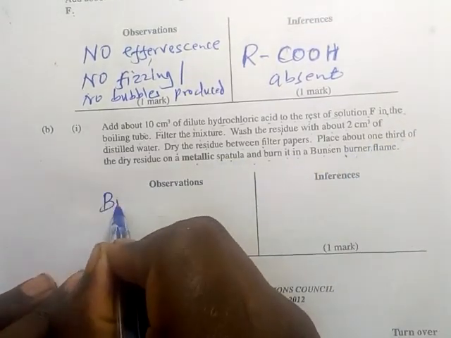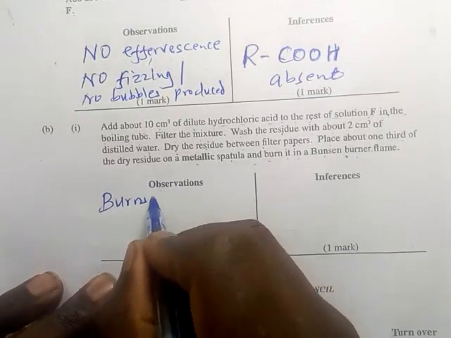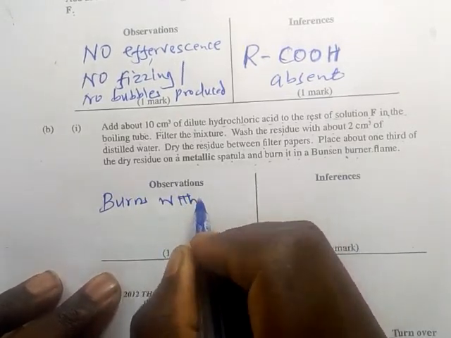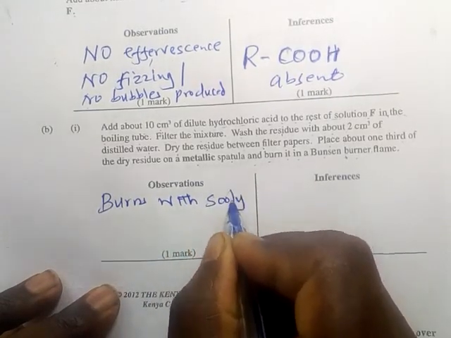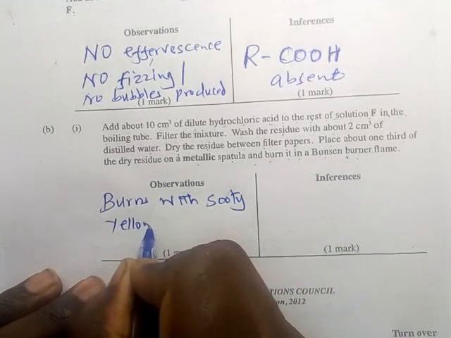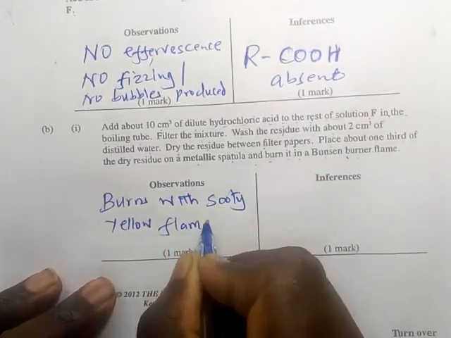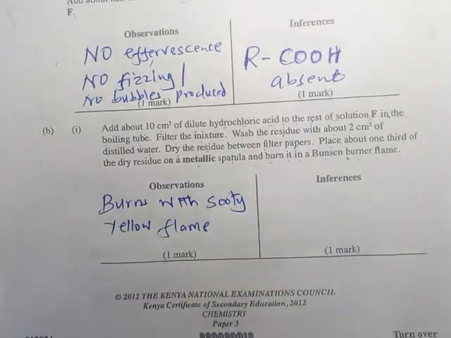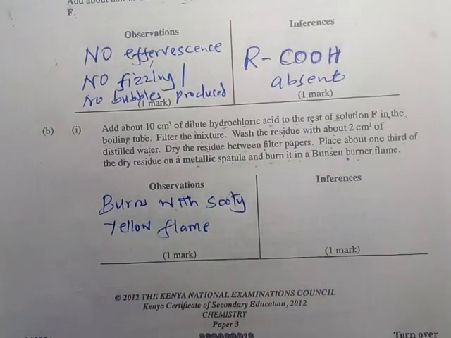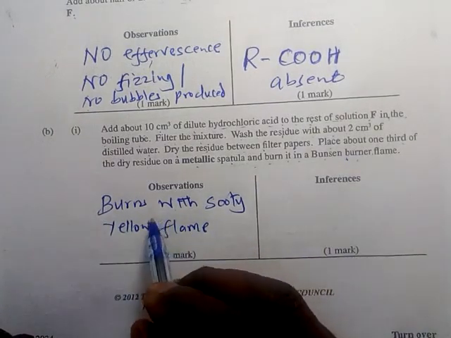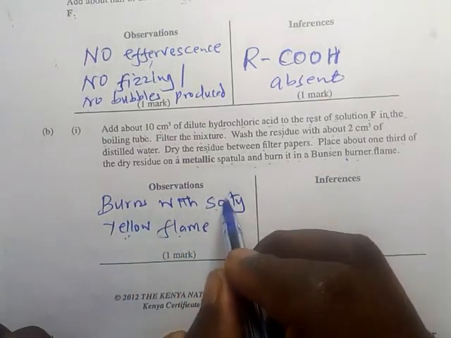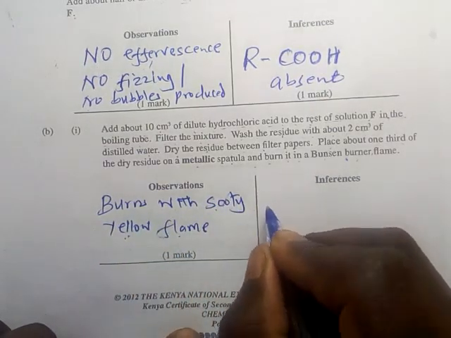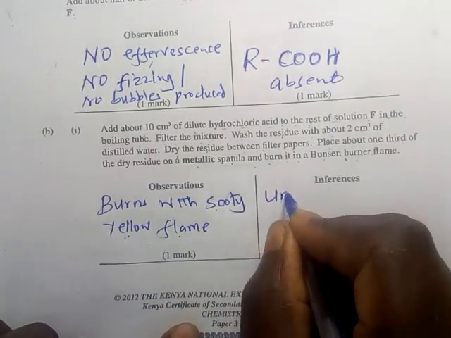So it burns with a sooty yellow flame. It burns with a yellow sooty, smoky flame. All those are correct answers. It burns with a smoky flame, sooty flame. So if it burns with a yellow flame producing a lot of smoke, then it means the unsaturated organic compounds are present.